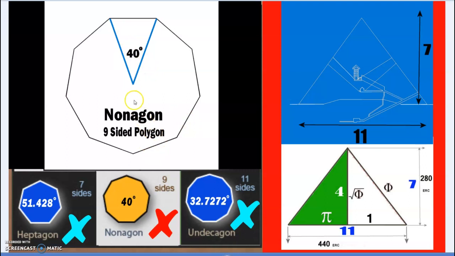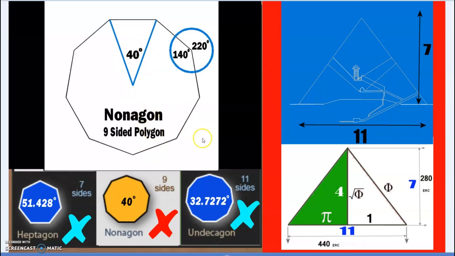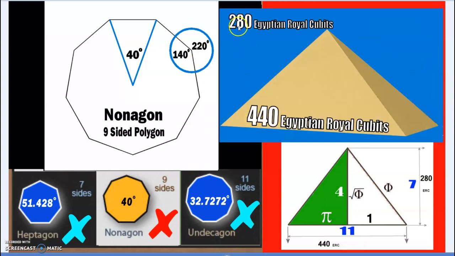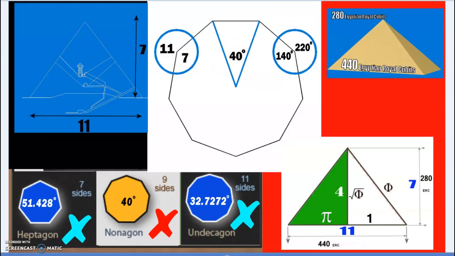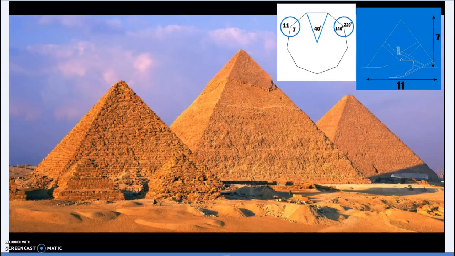But that 40-degree angle, now how does that join? Therefore the interior angle is 140 degrees, and therefore the exterior angle is 220 degrees. Now it's nice to note that the height of a pyramid, 280 Egyptian royal cubits, the base 440, divide each, so 140 times 2, 280, 220 times 2, 440. So the ratio between the interior and the exterior angle of the nonagon is 7 to 11. Again, the Great Pyramid angle.